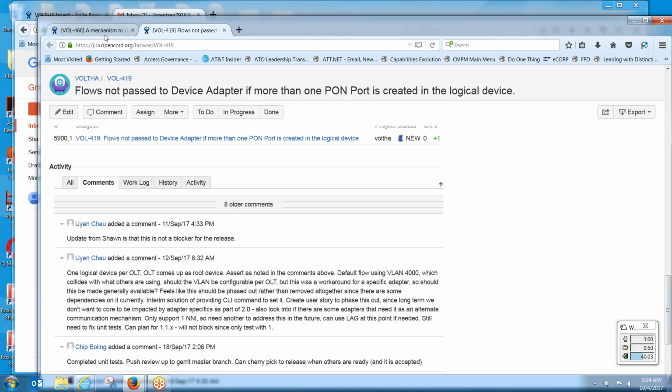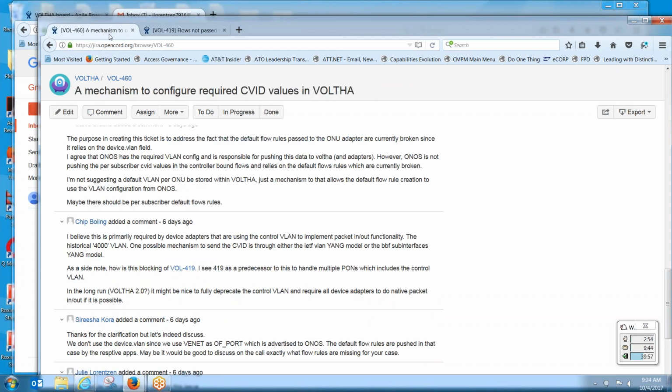So for the first problem, the unique CVLAN, do you want us to investigate that, maybe provide a solution to have a per VOLTHA core configuration for, for lack of a better term, a bootstrap or trap VLAN, and have that populated as soon as the ONU device is created? Do you want us to investigate that?